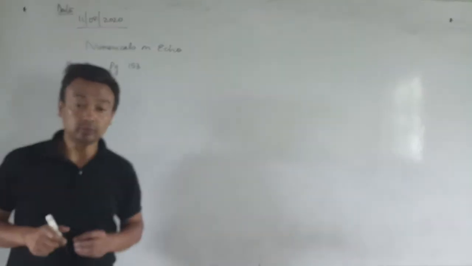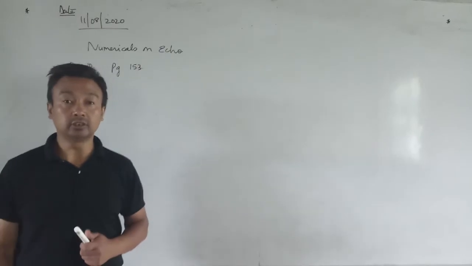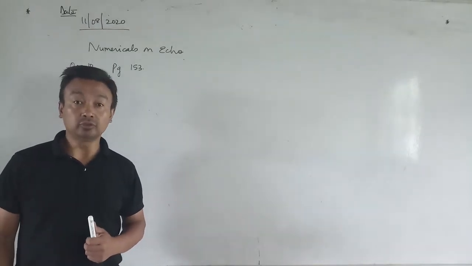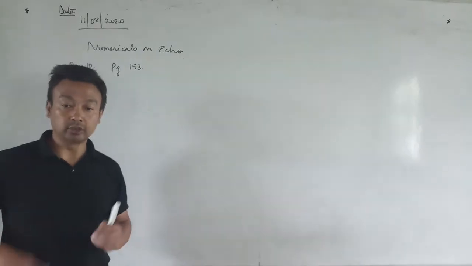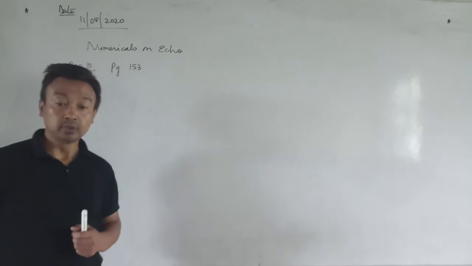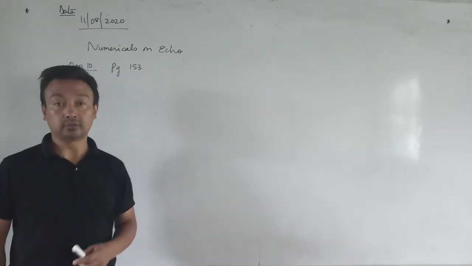Now in this question, it is given that a man fires a gun and hears its echo after 5 seconds. The man moves 310 meters towards the hill and fires his gun again. This time, he hears the echo after 3 seconds. Calculate the speed of the sound.